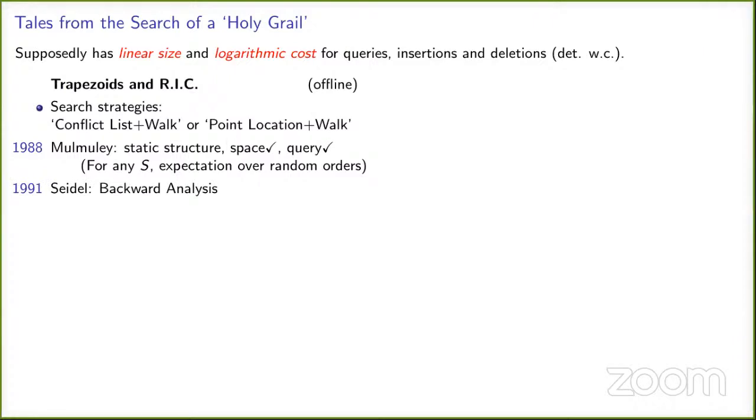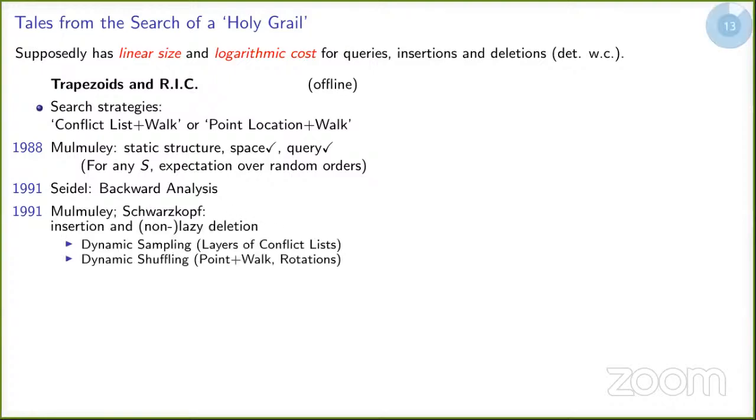Then it was Raimund Seidel who simplified the analysis a lot and made it much more understandable with his idea of backward analysis. And then in the early 90s, people also studied how to dynamize these structures. And there are several attempts to that. First it was considered to do lazy deletions or non-lazy deletions. And there are two conceptually different approaches to that.